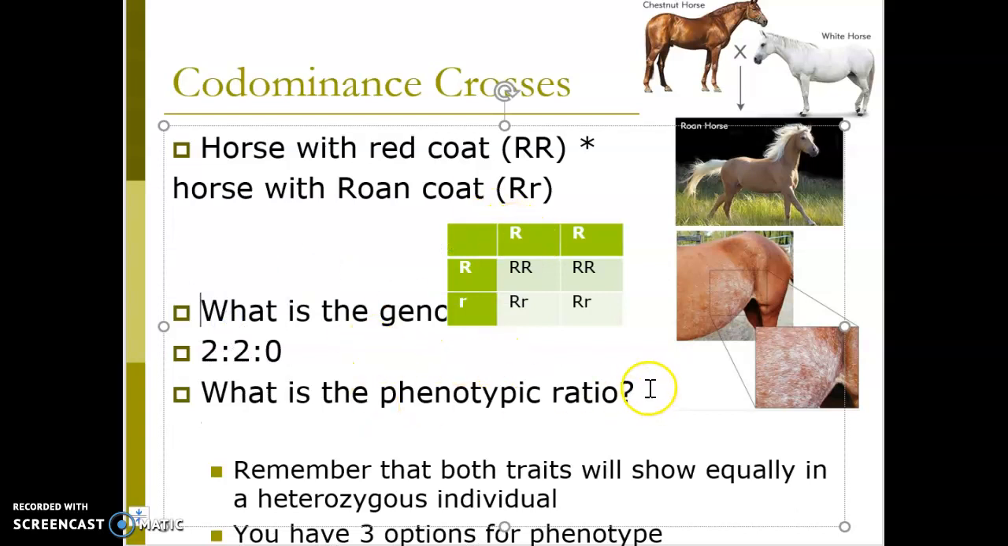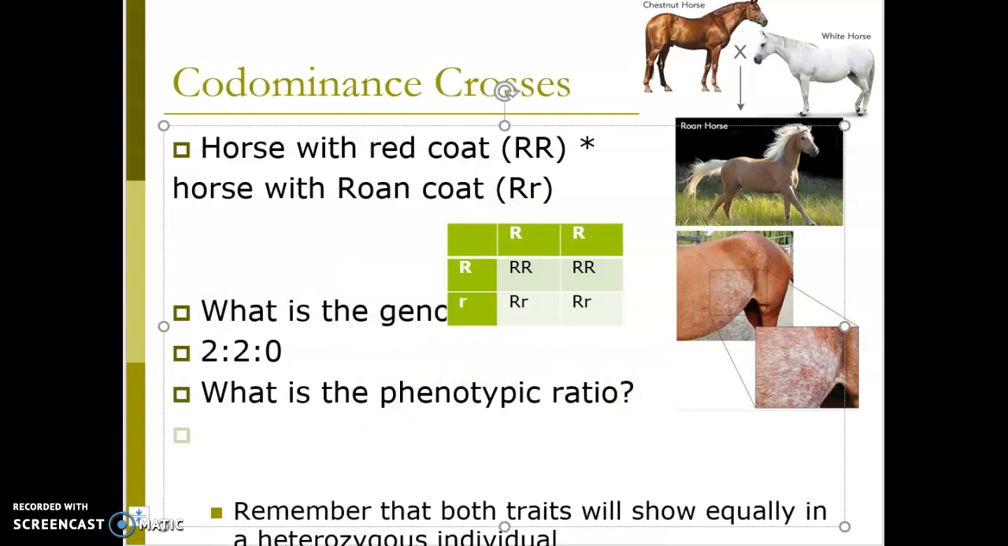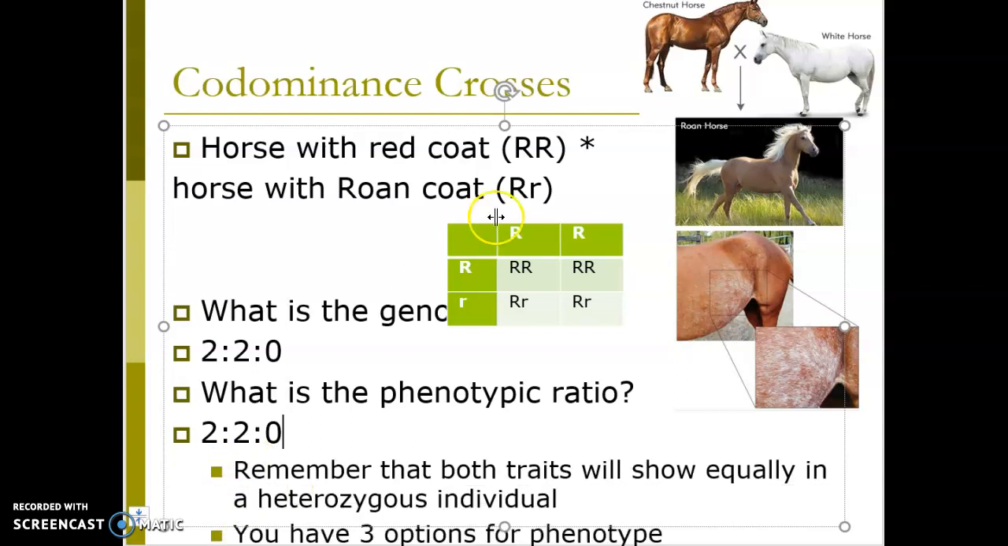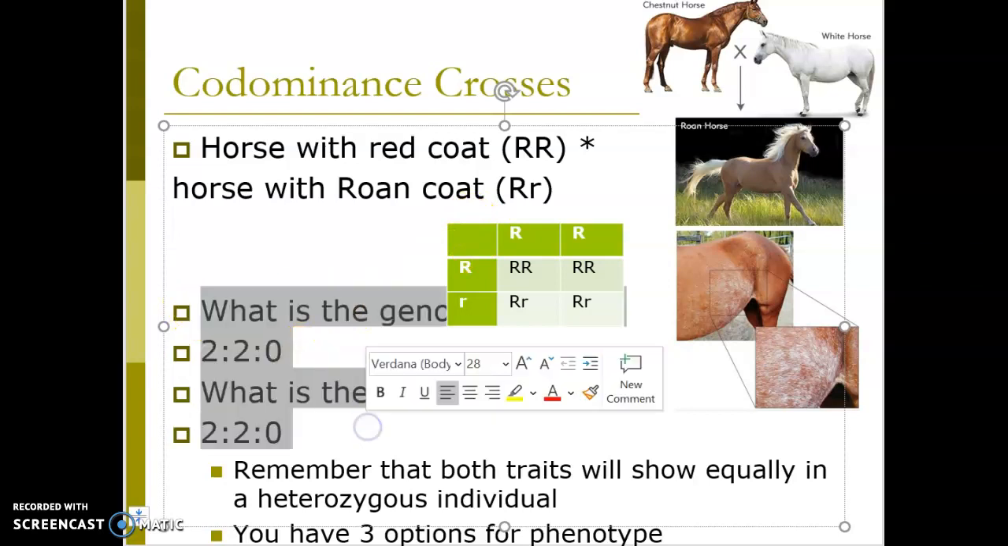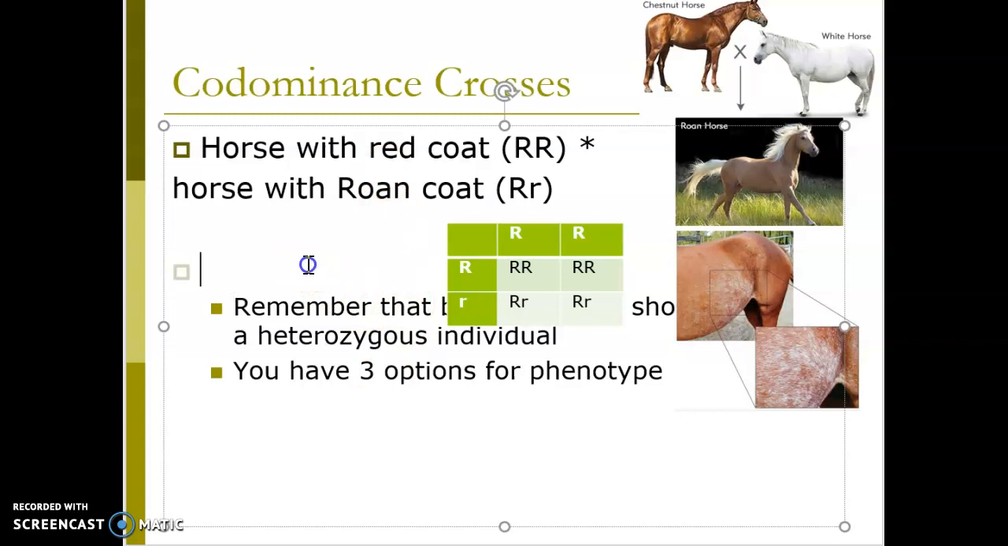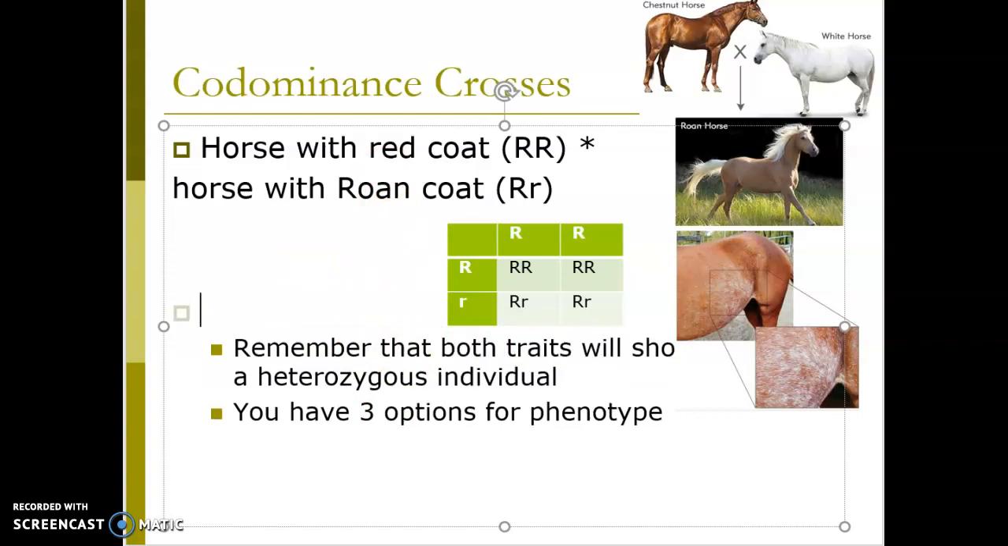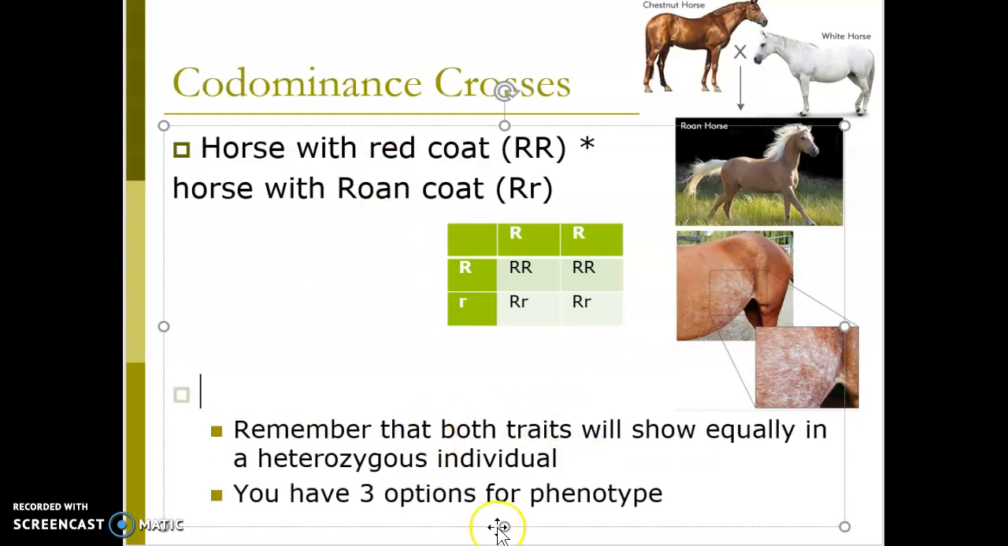Now for my phenotypic ratio, let me get rid of this so this comes up a little for you. All right, my phenotypic ratio is what they're going to look like, which is different. How many of them are going to be dominant red? Well, 2 of them. How many are going to be roan, which is the mixture of both traits? 2 of them. And how many are going to be white? 0. And you'll notice that these are exactly the same. So remember that you're going to have 3 numbers, because you have 3 ways to look.